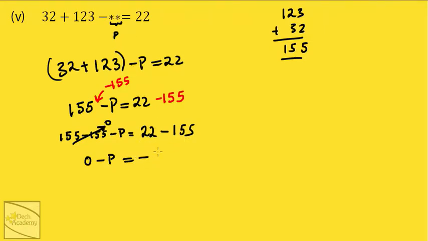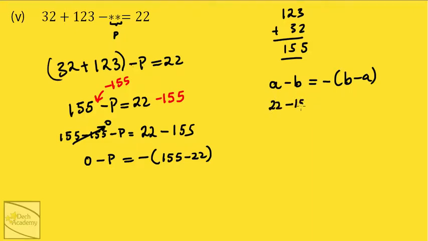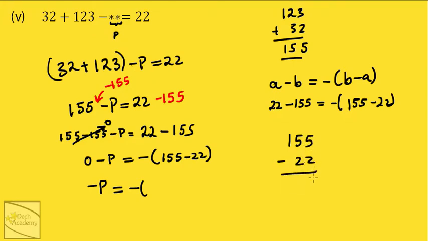So on the left hand side I have 0 minus p is equal to 22 minus 155, which is the same thing as minus 155 minus 22. Remember, a minus b is the same thing as minus b minus a. So 22 minus 155 is equal to minus 155 minus 22. So 0 minus p is minus p. So what's 155 minus 22? Well, let's carry out that subtraction. 5 minus 2 is 3, 5 minus 2 is 3, so we have 133.